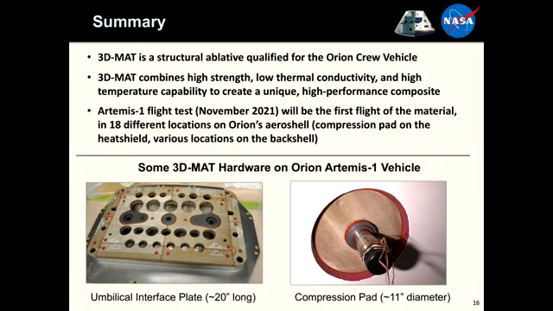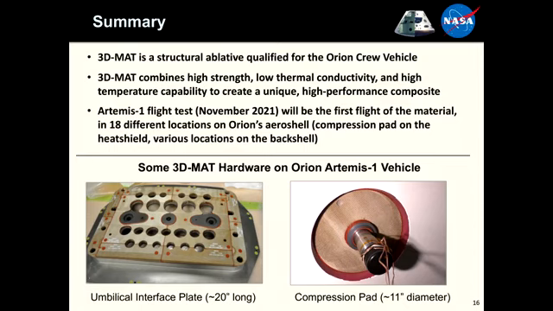Although it was developed specifically for the compression pad, Orion really liked the properties and performance of this material, and they have used it in 18 different locations of Orion's aeroshell. So the compression pad on the heat shield, and then many other locations on the back shell where there are some structural requirements, such as this article shown here. This is about 20 inches long. It's made up of multiple pieces of 3D MAT, and this is the umbilical interface plate for feeding in electrical and other life support from the service module to the crew module.